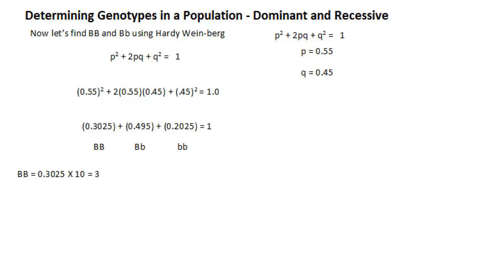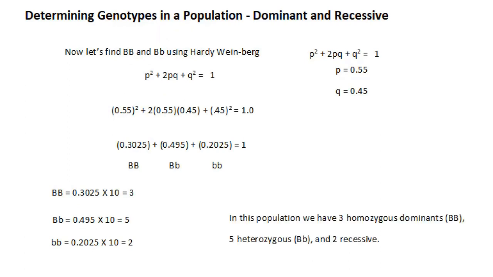How about 0.495 out of 10? Well, that's 5. 5 of the mice are heterozygous, or big B, little b. And lastly, 0.2025 out of 10 is 2. That's what we knew already. 2 of the mice are little b, or white. 2 of the mice are white, and that matches what we observed.